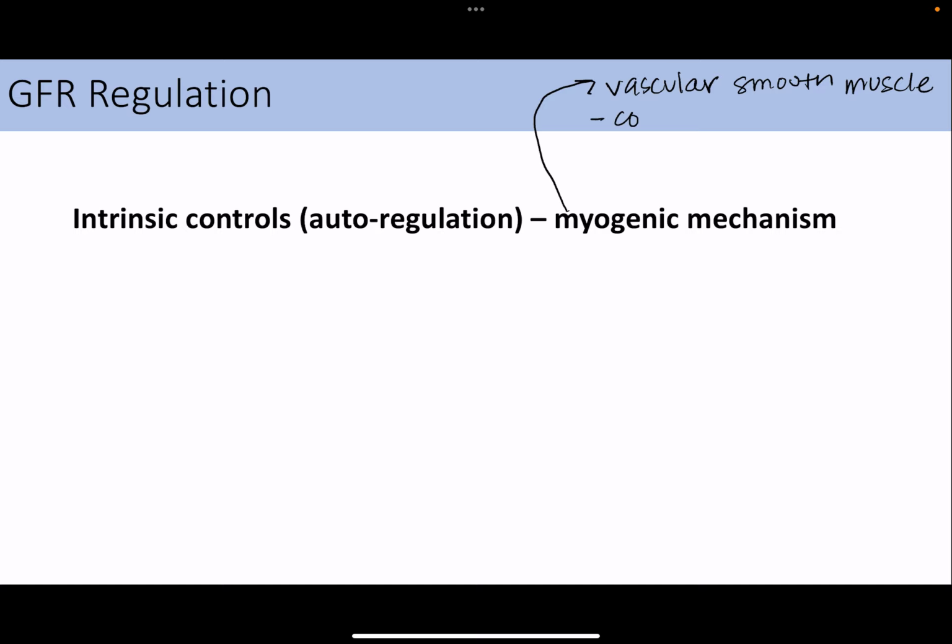And what it's going to do, it's going to contract when those vessels are stretched and relax or dilate when it's not. And I'll explain to you why that is.